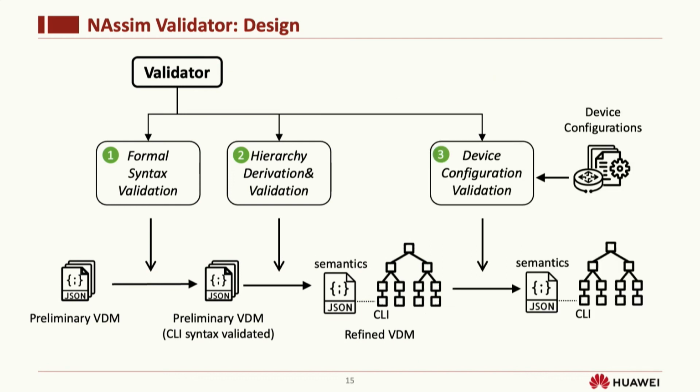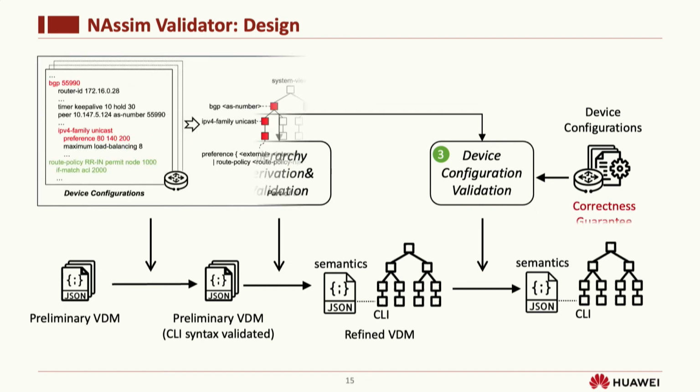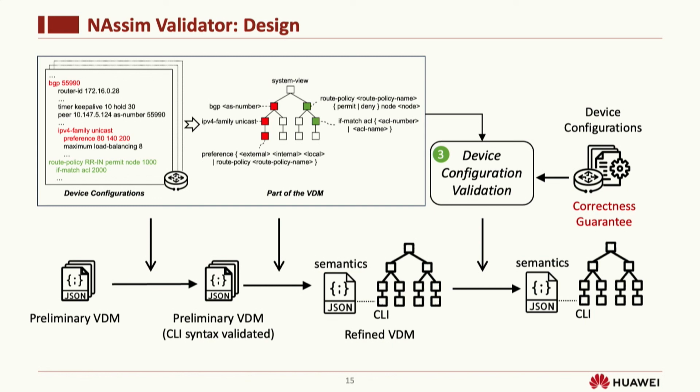And the third part works on the snippet level. Here, we further leverage the configuration files collected from the running devices. Thus, they have correctness guaranteed for validation. For each CI instance in each configuration file, we will check whether it matches a CI template and forms a correct relationship in our derived hierarchy. And we will record all the unmatched ones for the expert to audit later.